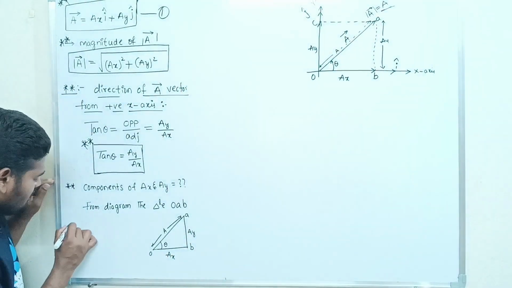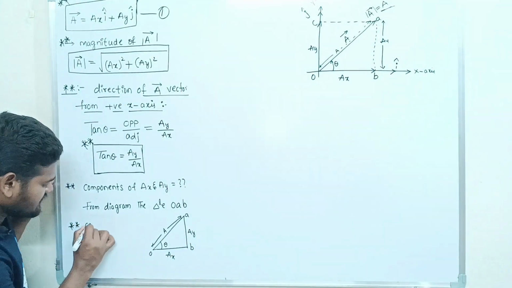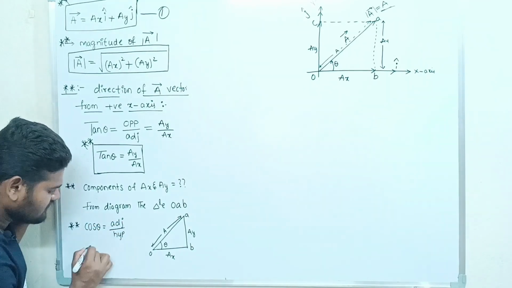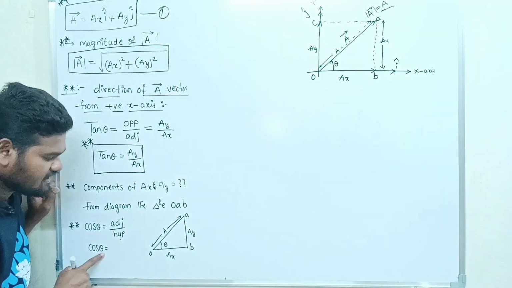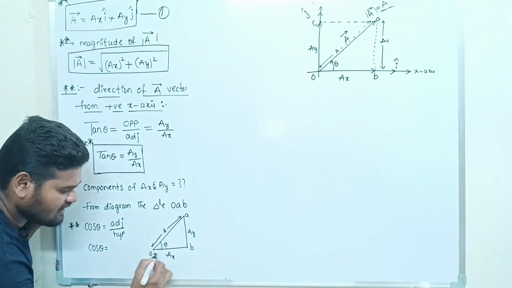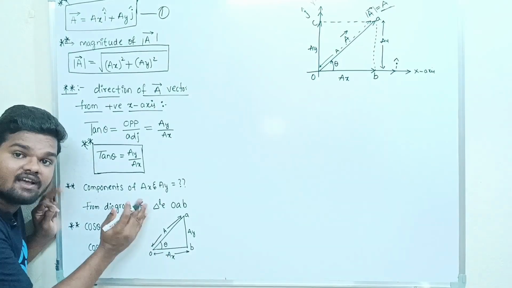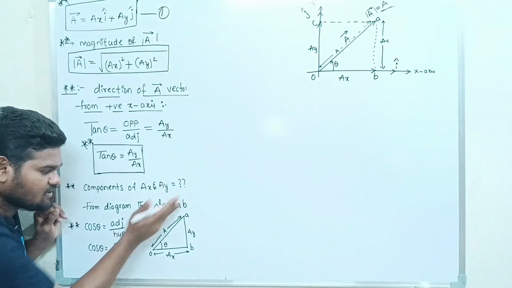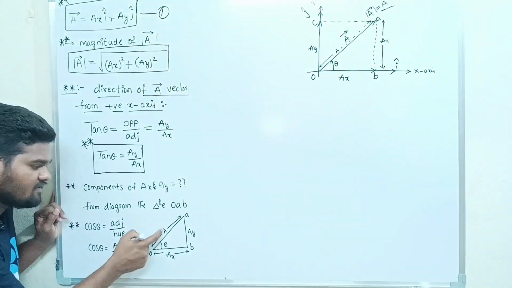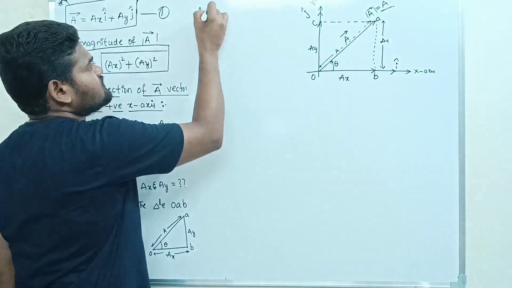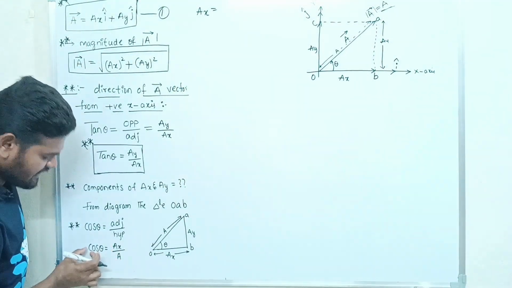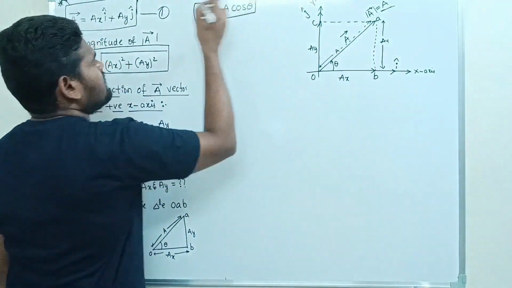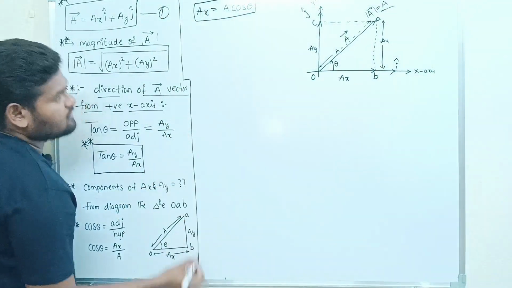Right. Have a look. So from this diagram we can write cos theta. What is cos theta? Adjacent side by hypotenuse. So cos theta is equal to, what is the adjacent side? From the figure, AX is the adjacent side, the side which is towards the angle theta. So AX divided by the hypotenuse. What is the hypotenuse? Capital A, the magnitude of A bar vector. AX is equal to capital A into cos theta. Capital A cos theta. Any doubts?